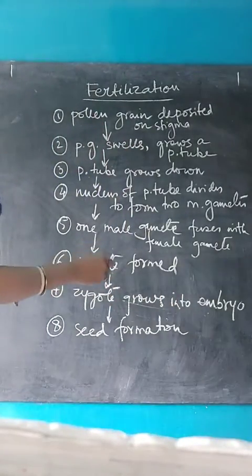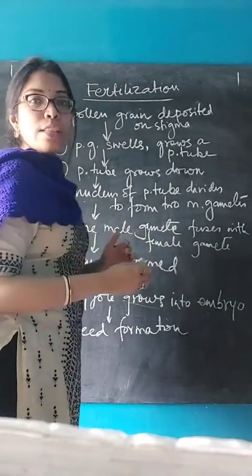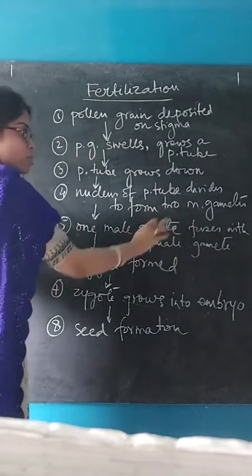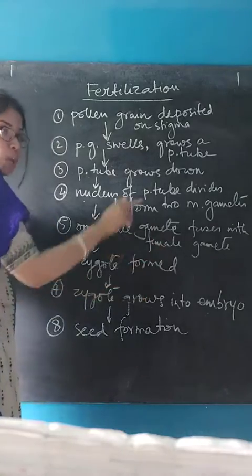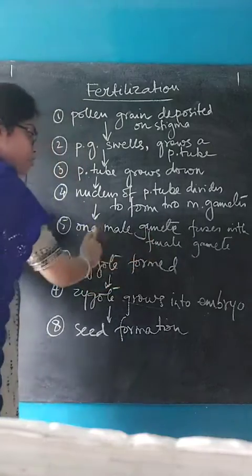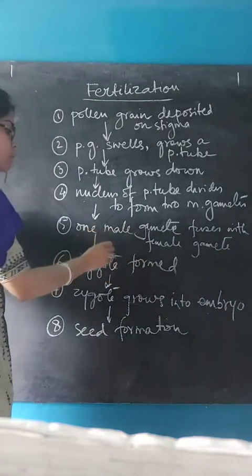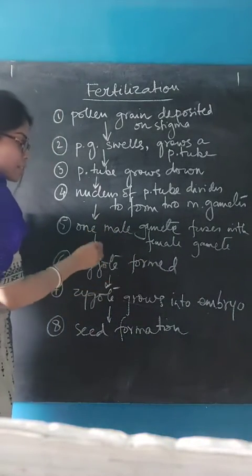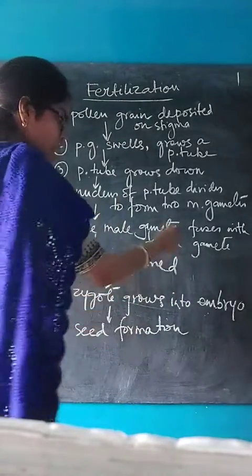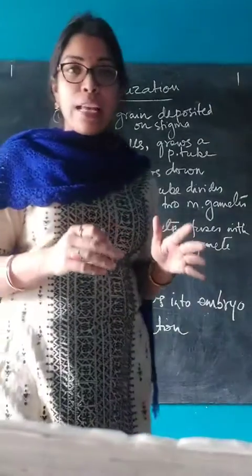Throughout the length of the style, the pollen tube grows, and then there is a nucleus of the pollen tube which undergoes cell division to form two male gametes. Now, out of these two male gametes, one male gamete fuses with the female gamete. It goes further down to meet the ovule inside the ovary and fuses with the female gamete. Then after the fusion, which is the actual process of fertilization, zygote will be formed. Then this zygote will grow into an embryo after further development and cell division. Then the embryo will further develop and form the seed, and that is the whole process of fertilization.